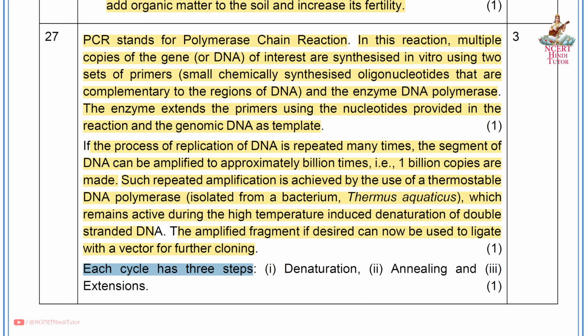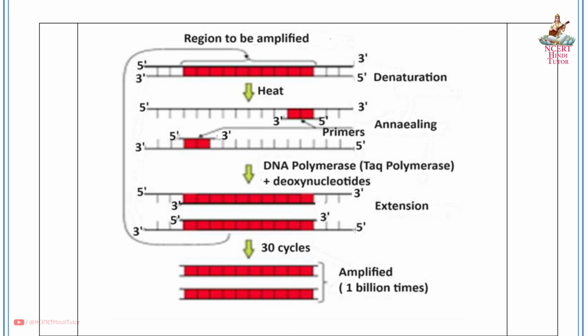Each cycle has three steps. First, denaturation, second, annealing, and third, extension. So friends, this is the diagram. Region to be amplified, denaturation, annealing, DNA polymerase plus deoxynucleotides, extension, Taq polymerase. 30 cycles amplified 1 billion times. So friends, you can pause the video and note them down.